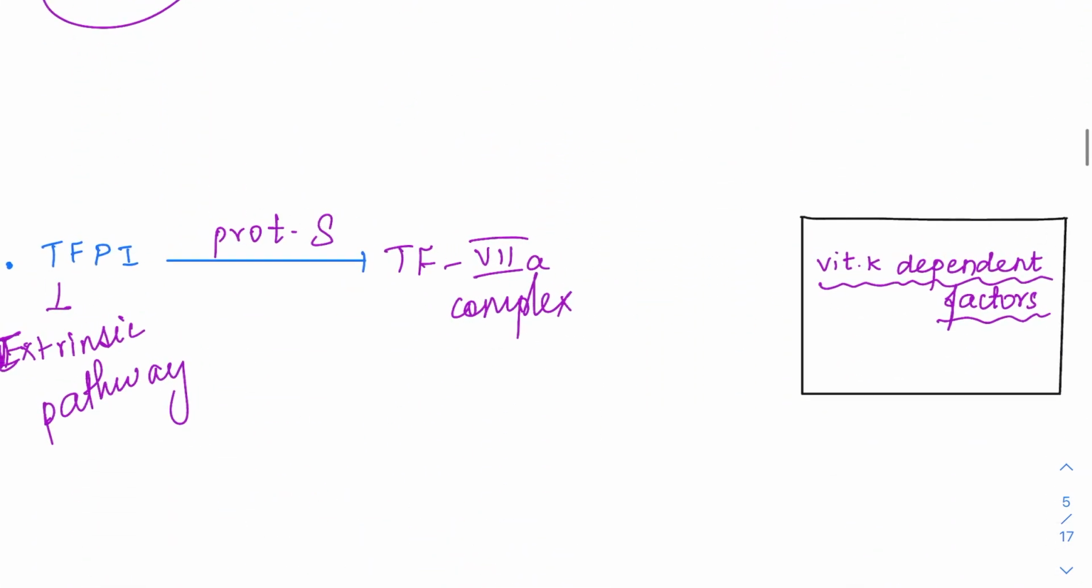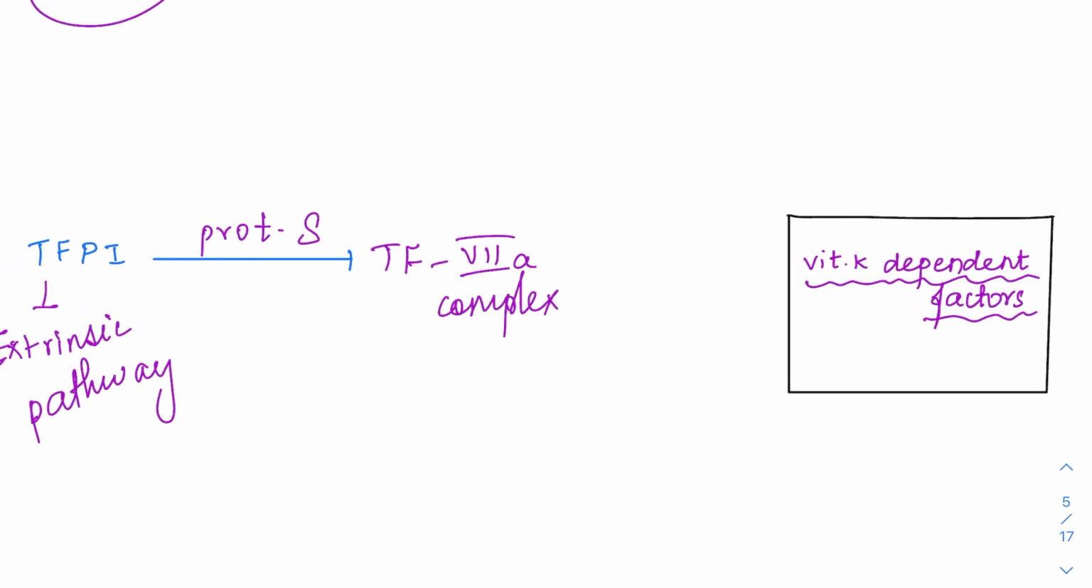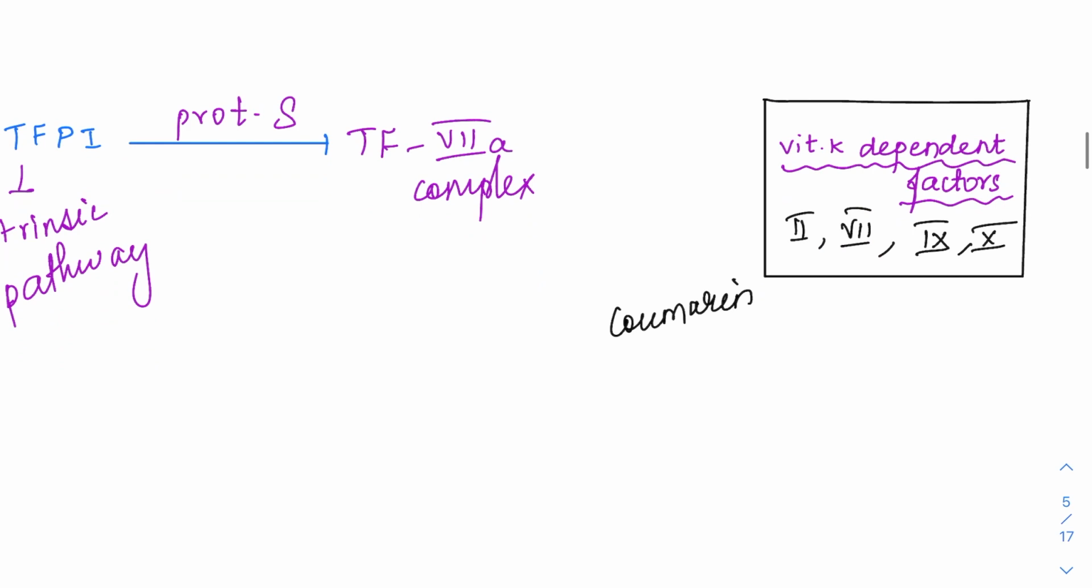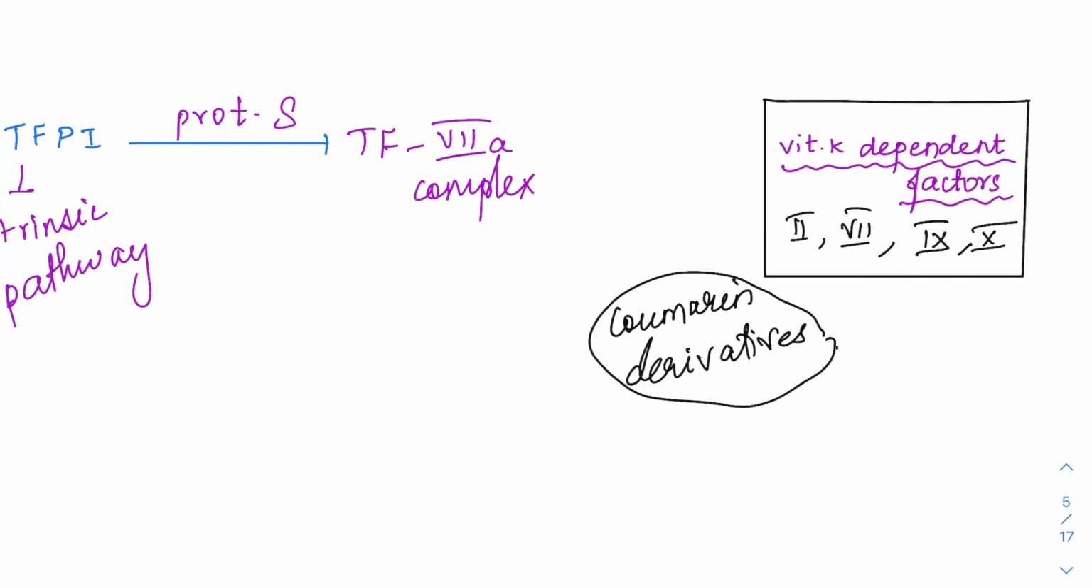Apart from that, we also have vitamin K dependent factors. Vitamin K is needed for certain reactions in certain coagulation factors, which are factors 2, 7, 9 and 10. So, factors 2, 7, 9, 10 are dependent on vitamin K. Whenever you give coumarin derivatives, a treatment like heparin, coumarin is also a drug, it acts upon these vitamin K dependent factors only, and inhibits them.